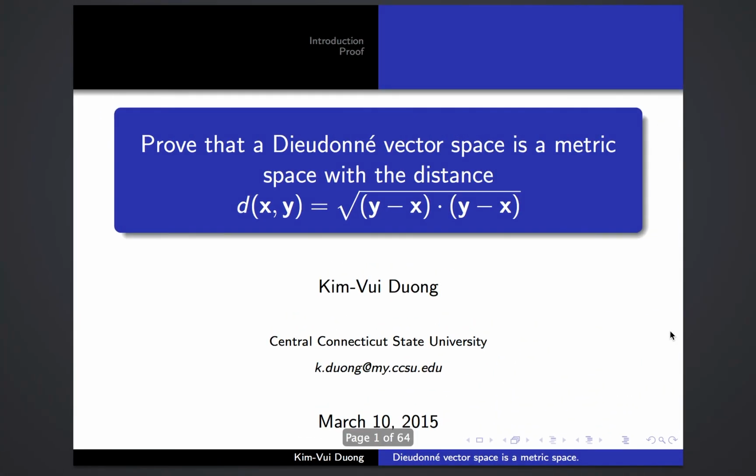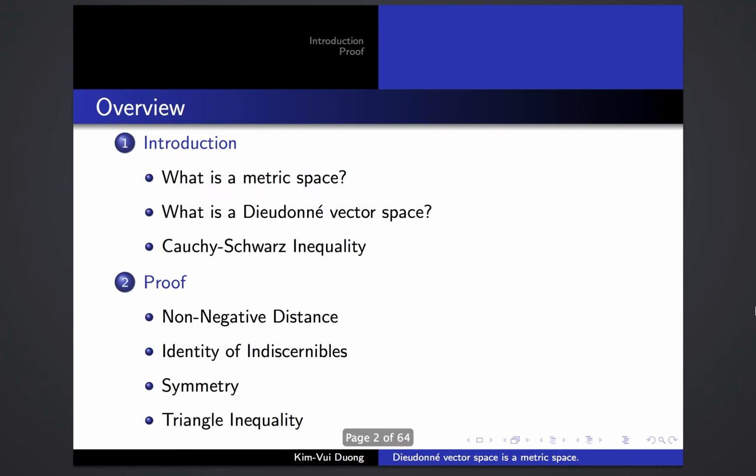On my proof. My name is Kim Duong, and I'm going to prove that a Dieudonné vector space is a metric space with the distance as listed. And some of you have asked me since seeing the presentation schedule, well, what is a metric space and what's a Dieudonné vector space? Well, we're going to go over that as well as going over the Cauchy-Schwarz inequality and how it is involved in proving this.